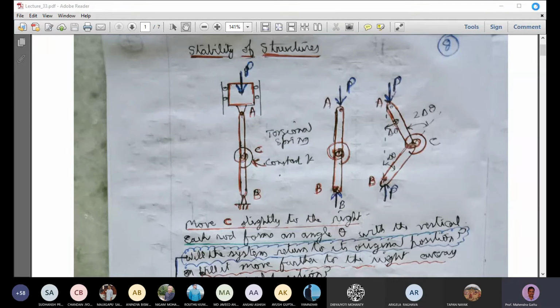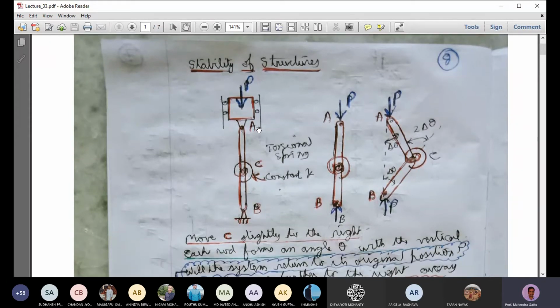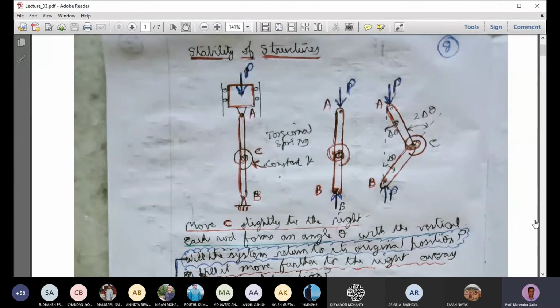Okay, so we are going to the next topic here. We are looking at the stability of structure. In the previous case, we did a full-scale analysis and found the critical buckling loads. Here we'll do a different approach to calculate the critical loads. The basics of that approach I will discuss now.